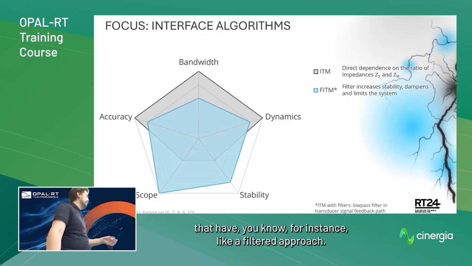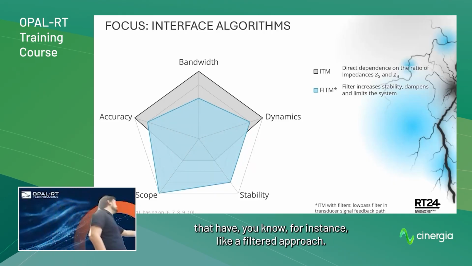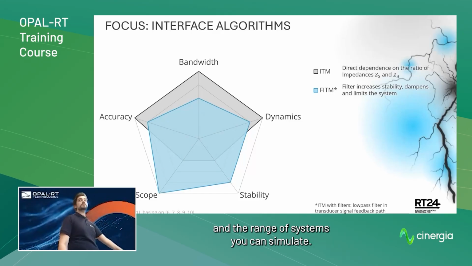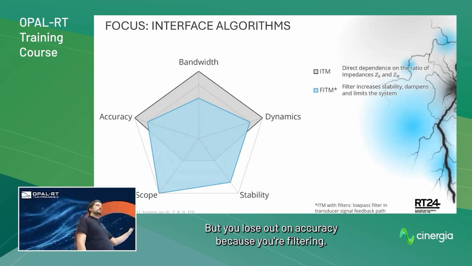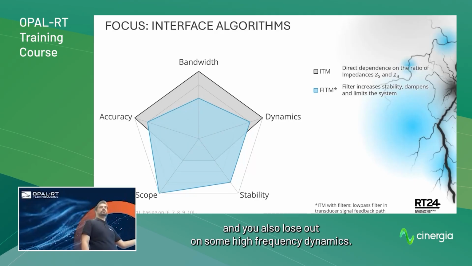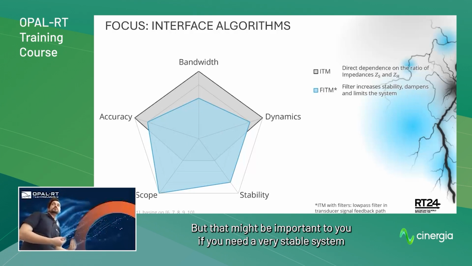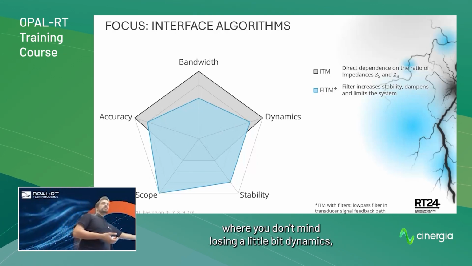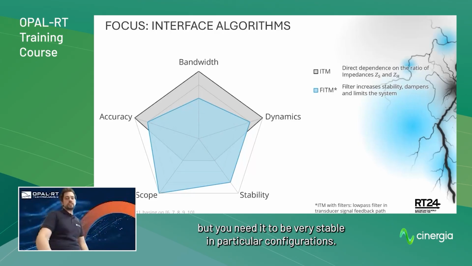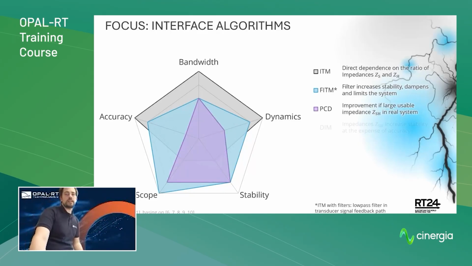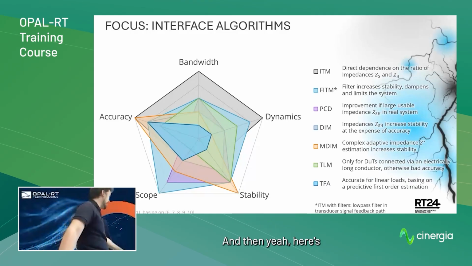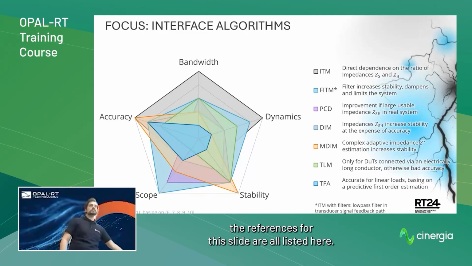And then you get into others that have, for instance, a filtered approach. So we add in some dampeners. In this case, it increases your stability and the range of systems you can simulate, but you lose out on accuracy because you're filtering, you have less bandwidth, and you also lose out on some high frequency dynamics. But that might be important to you if you need a very stable system. For instance, in short circuit testing, this sometimes comes up where you don't mind losing a little bit of dynamics, but you need it to be very stable in particular configurations. And again, these different applications all come from there. And here are the references for the slide, all listed here, if you want to go through them.